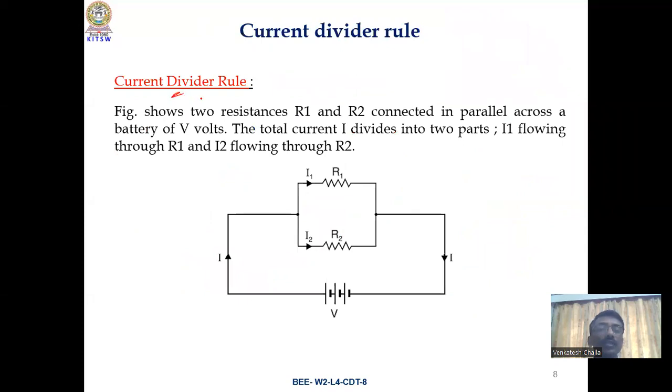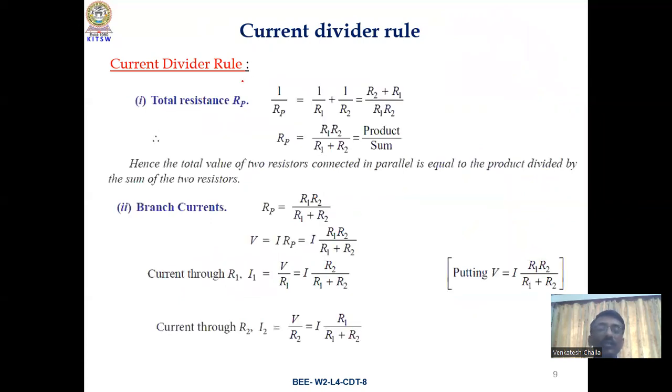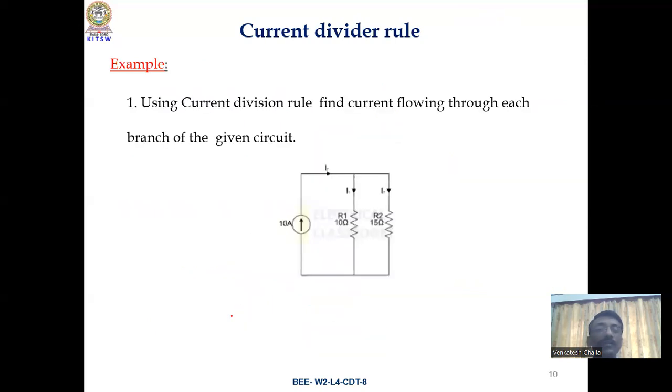Similarly, the current divider rule. We know that applying KCL here, I will be equal to I1 plus I2. From that, writing the voltage equations and current equations, you can arrive at this. The branch current I1 is the total current into the resistance of the other branch divided by the sum of the resistors connected in parallel. Same thing for I2. So using the current division rule, find the current flowing through each branch of the given circuit.